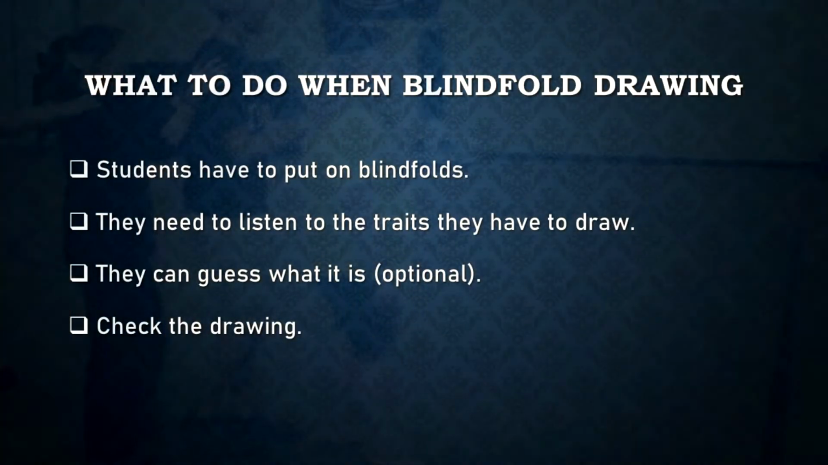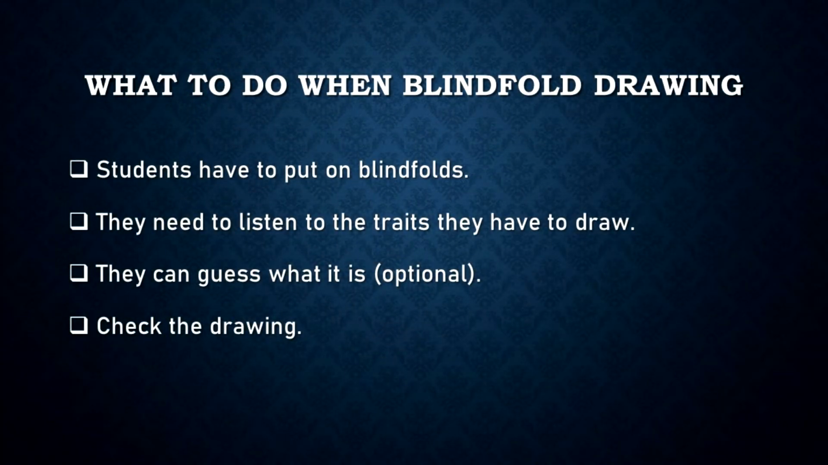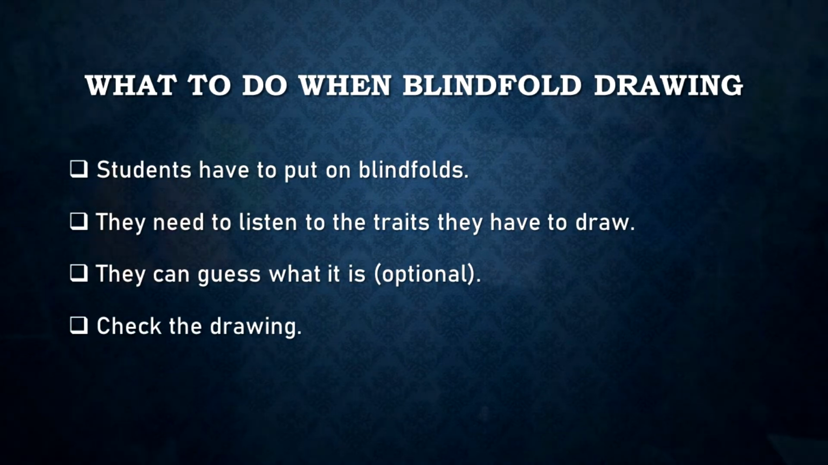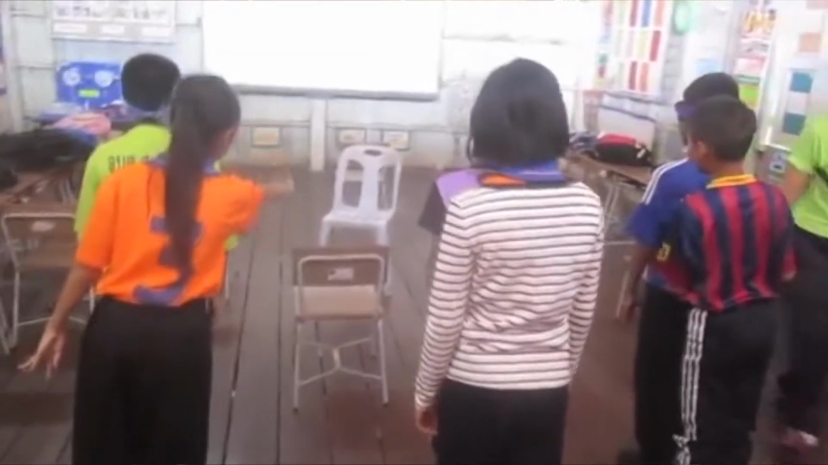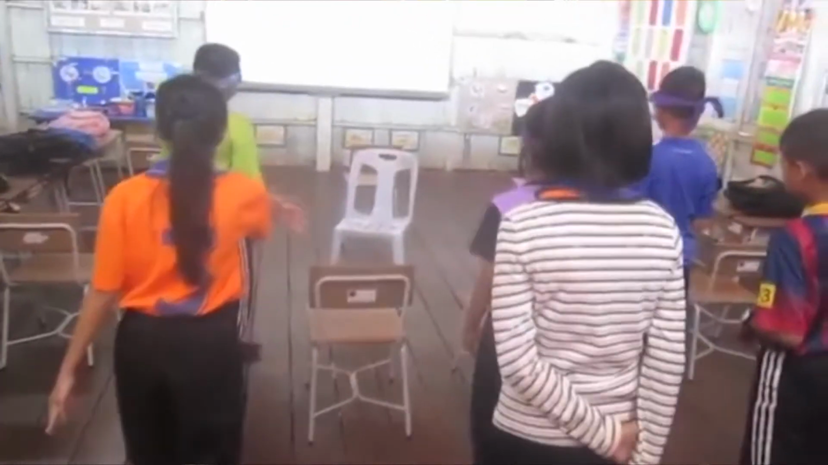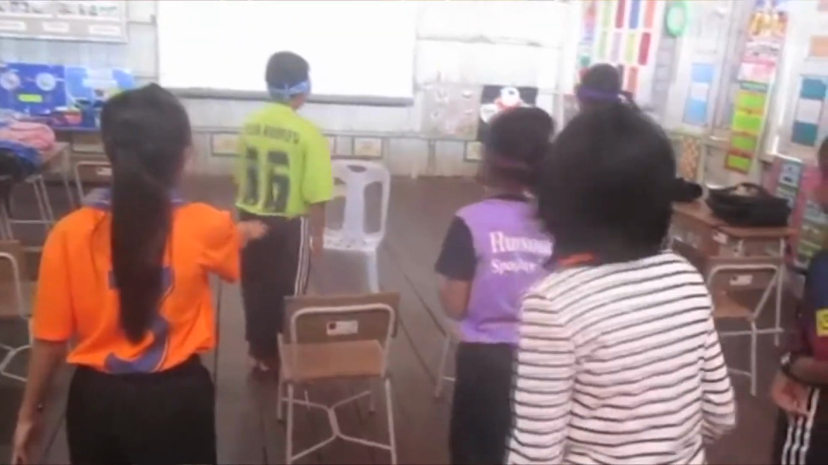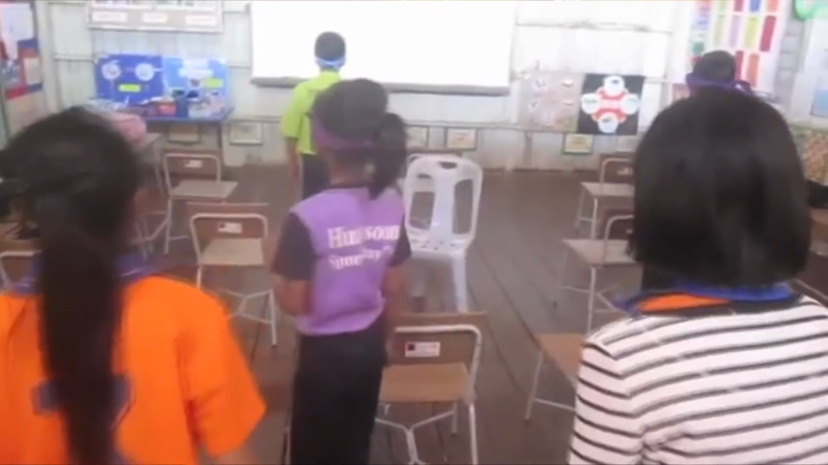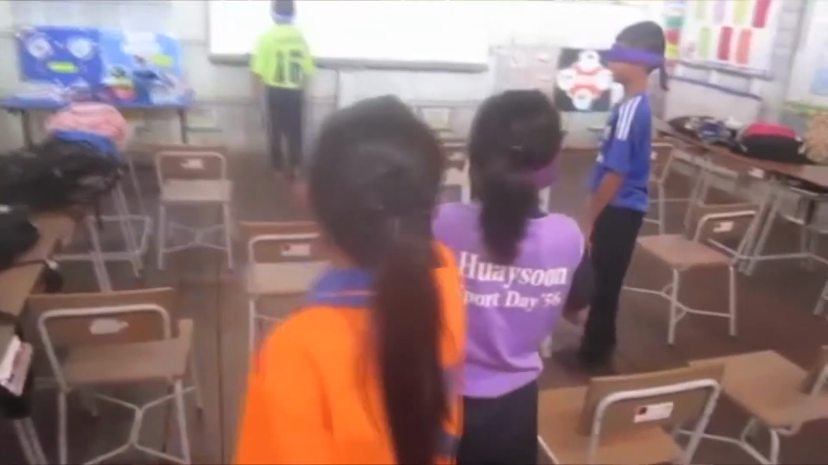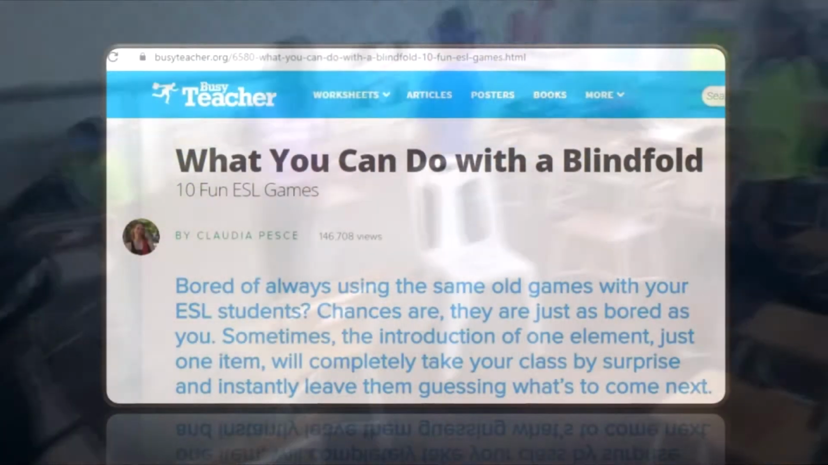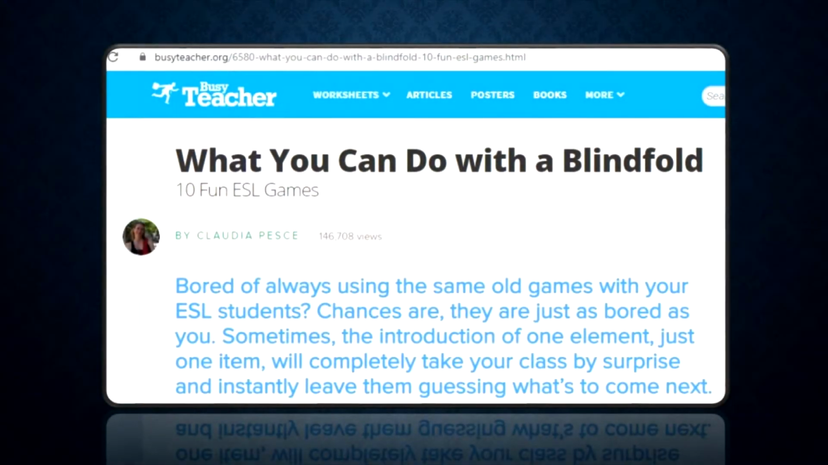When blindfold drawing, students need to hear the traits they have to draw and then check the drawing after they finish. With other activities like blindfold walking, students have to listen to the voice of the person speaking and follow the instructions, which can be move 3 steps forward, 2 to the left, and so on. There are many other activities that can be done with blindfolds.